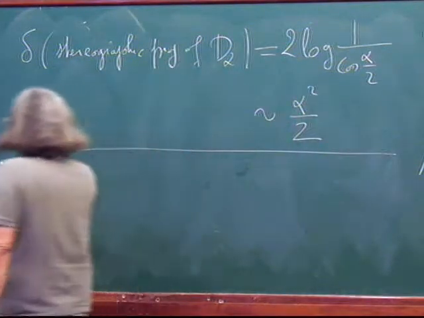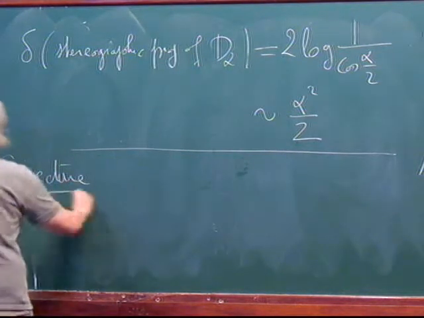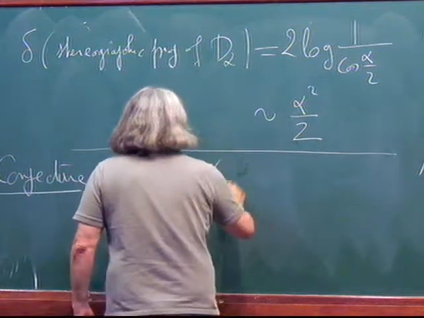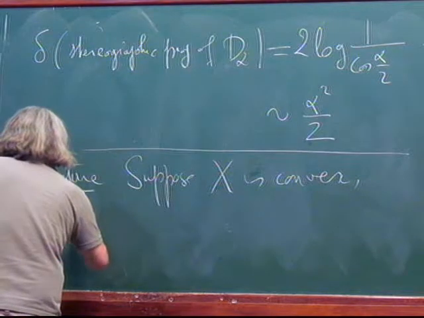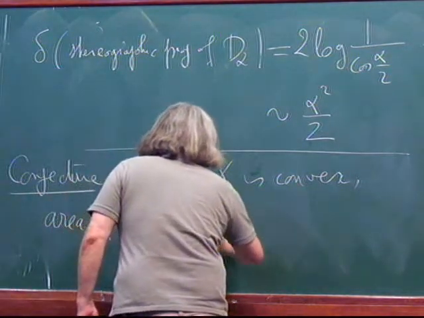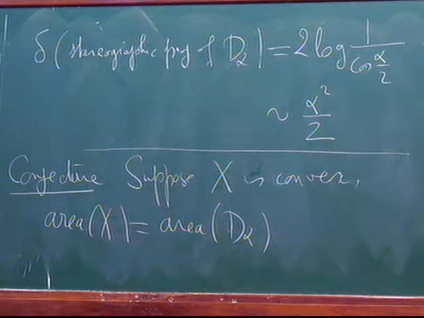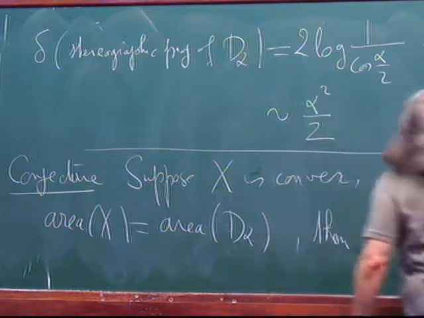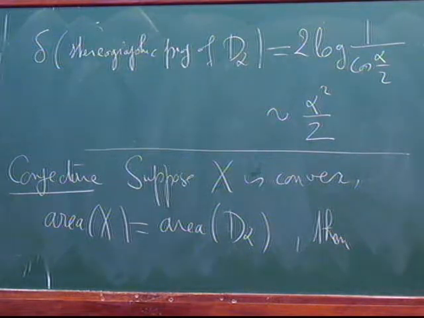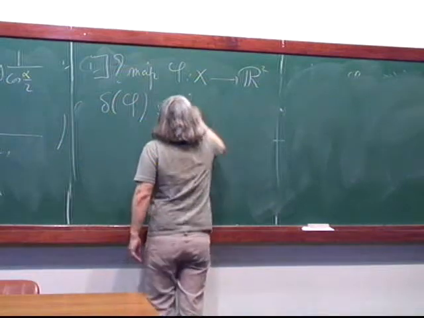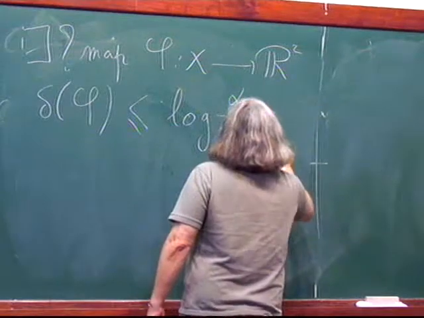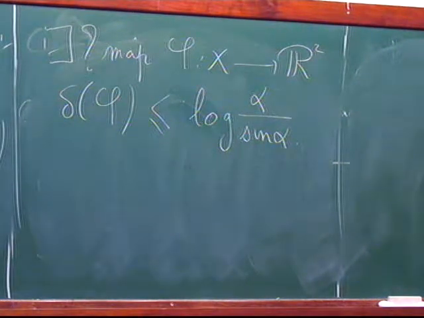This is Milnor's conjecture. Suppose your country X is convex. Suppose its area is equal to the area of some disk D alpha. In other words, choose alpha such that D alpha has the same area. Then there should exist a map phi from X to the plane whose defect is less than the defect of the disk. In other words, according to Milnor, the disk should be the worst possible case.